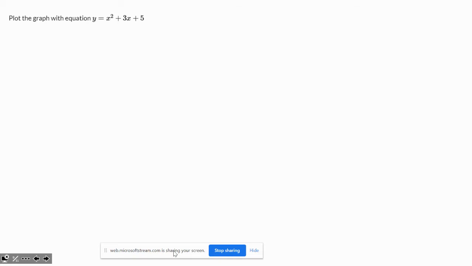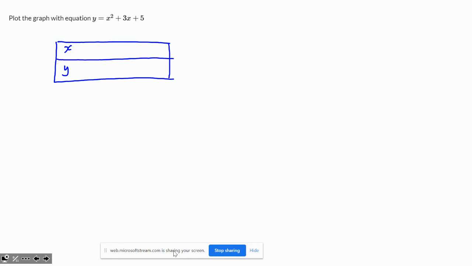So I'm going to plot a graph with a certain equation. The best thing for me to do is to draw a table of values. And if you recall, we look at our table of values for x and y. And when you're asked to plot a graph with a certain equation, you'll often be given a set of axes where you need to plot your graph.